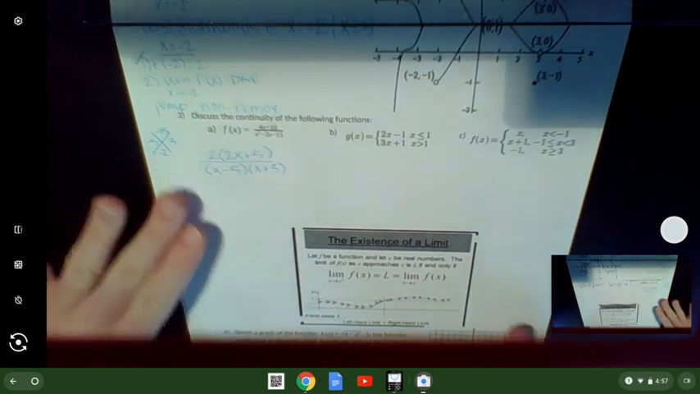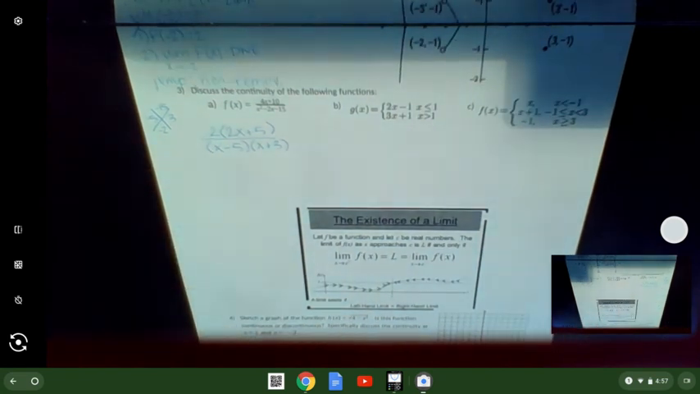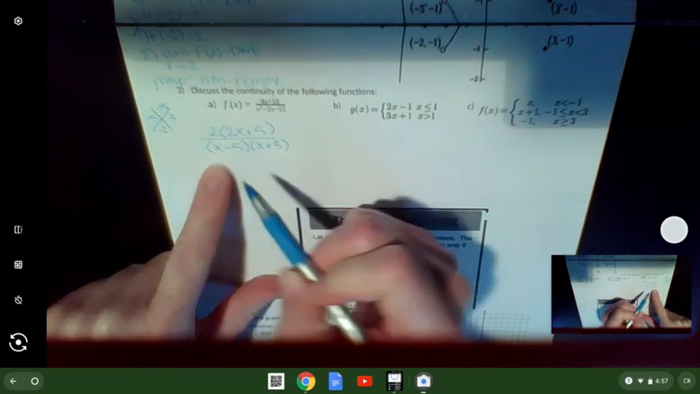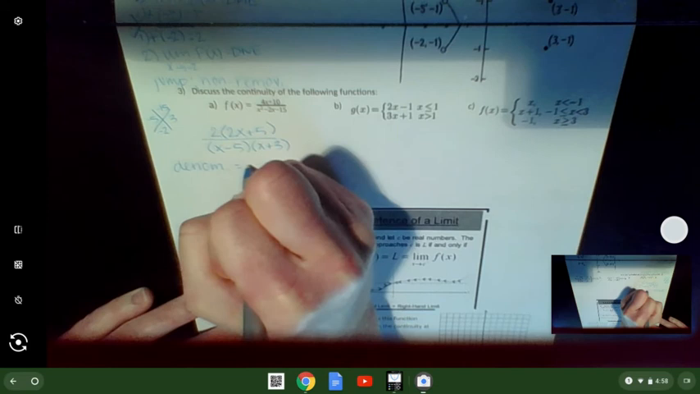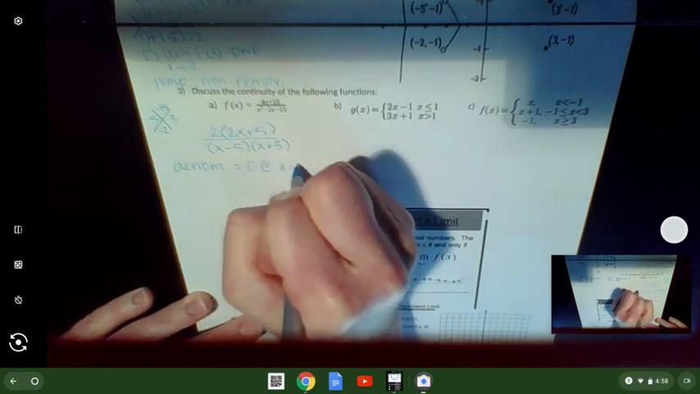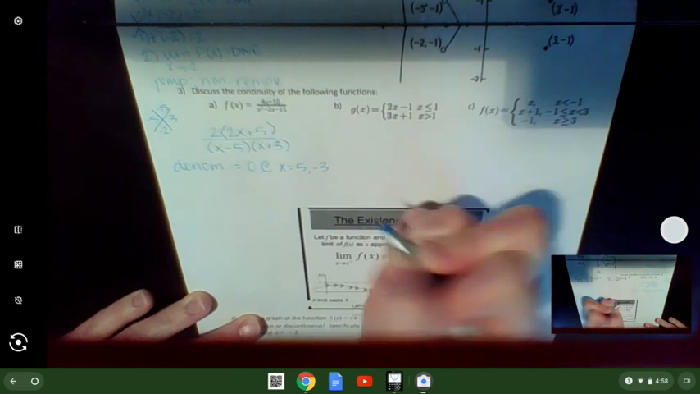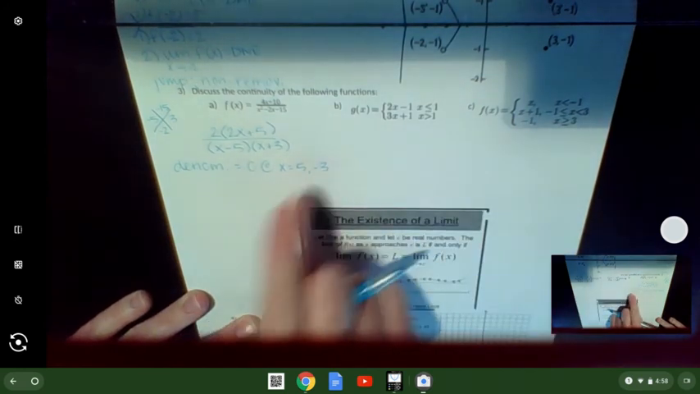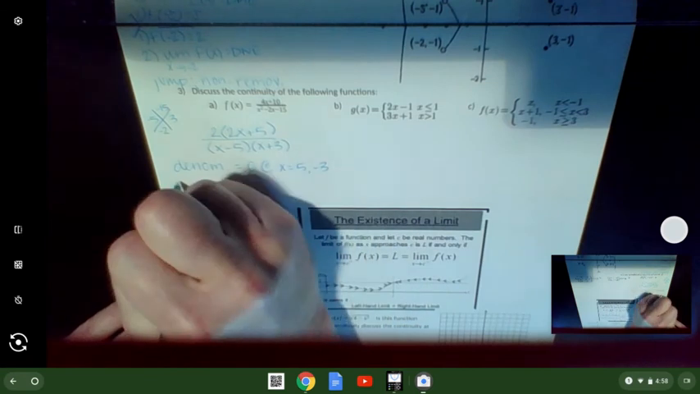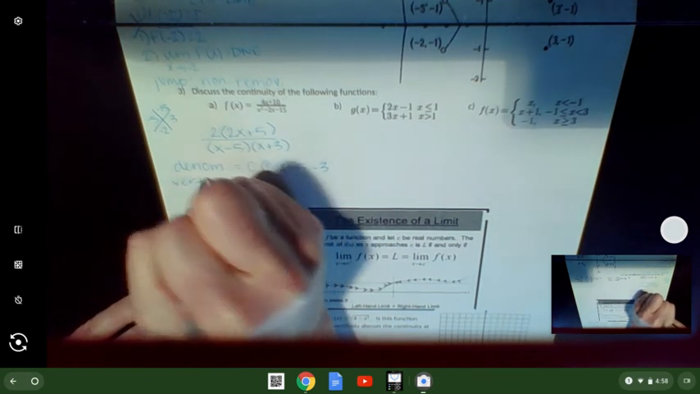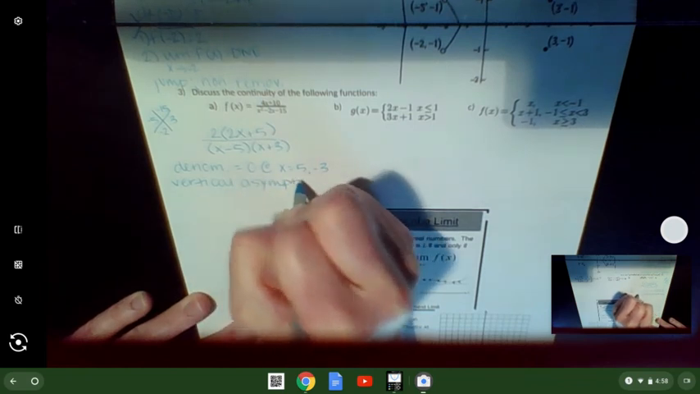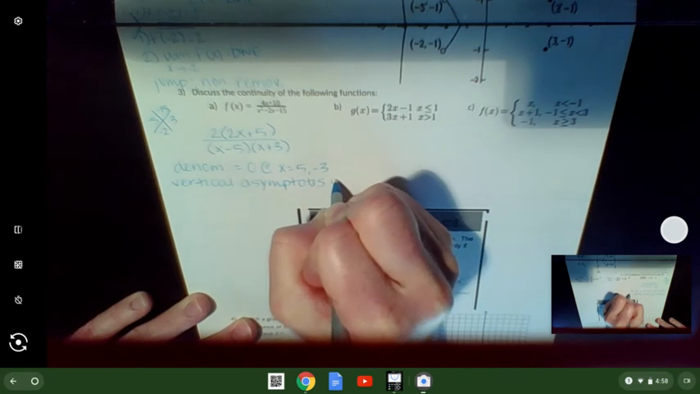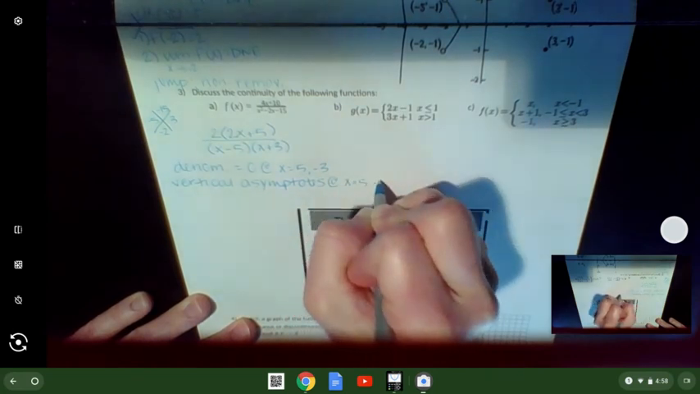We also know, though, that rational functions cannot have a denominator equal to 0. So we are going to take a look at this and look at where could the denominator equal 0. So our denominator equals 0 at x equals 5 and x equals negative 3. Anytime the denominator equals 0 but does not cancel a factor in the numerator, that means we have a vertical asymptote at each of those locations. We have vertical asymptotes at x equals 5 and x equals negative 3.